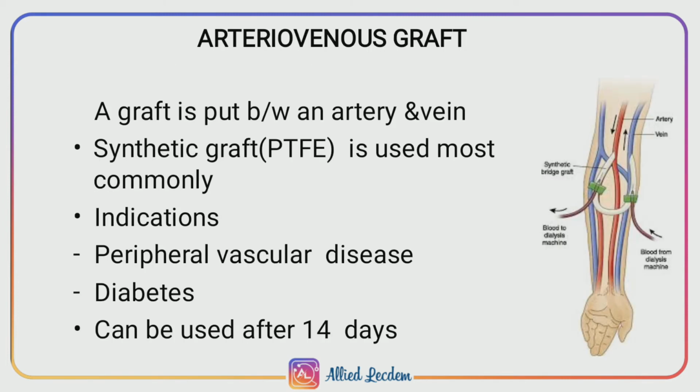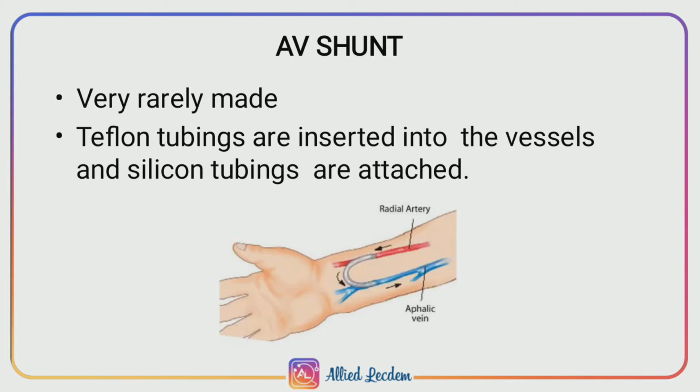AV graft: a graft is put between the artery and the vein. Synthetic graft is used more commonly, and the indications are peripheral vascular disease and diabetes, and it can be used after 14 days. AV shunt: it is very rarely made.